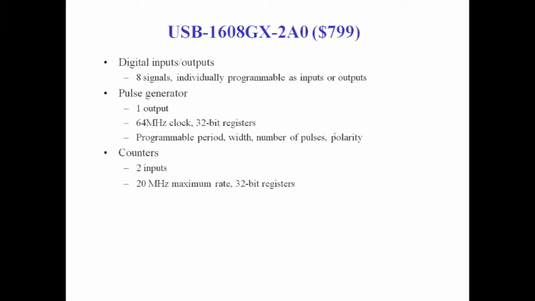A pulse generator with one output, a 64 megahertz clock, and 32-bit registers to divide that down, and you can set a programmable period, width, number of pulses, and polarity. And finally, a couple of counters, 2 inputs. They can count at 20 megahertz. They're 32-bit registers. But they're not preset counters. You can't set them to stop counting after a certain number of pulses, which is the functionality we generally want for a scaler at a beamline.